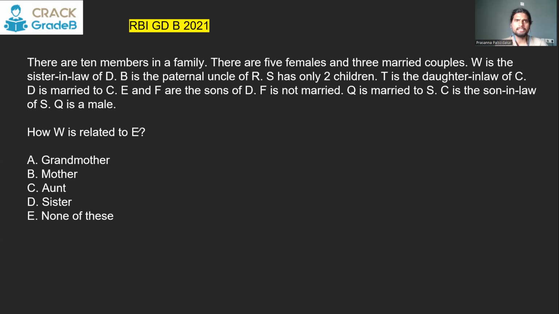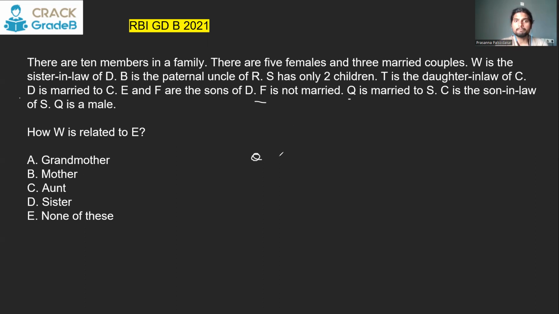So yes, there are 10 members. But the question should be easy because there is no other arrangement, just the blood relationship. So these types of questions in banking exams will be relatively easy. It's just about where we can start this question from. We can start because it says T is daughter-in-law of C, D is married to C, E and F are sons of D, Q is married to S, C is the son-in-law of S. So we can start with this, Q is married to S.